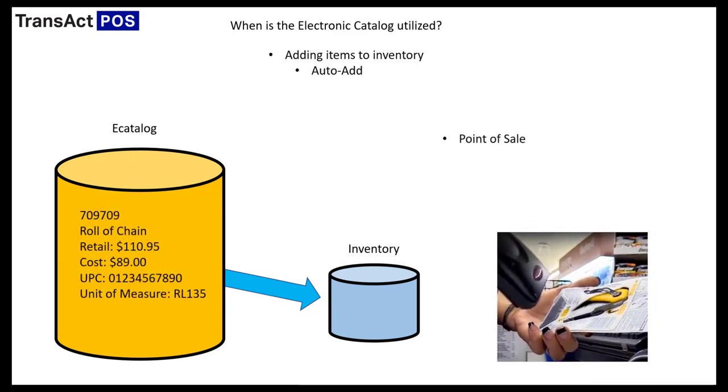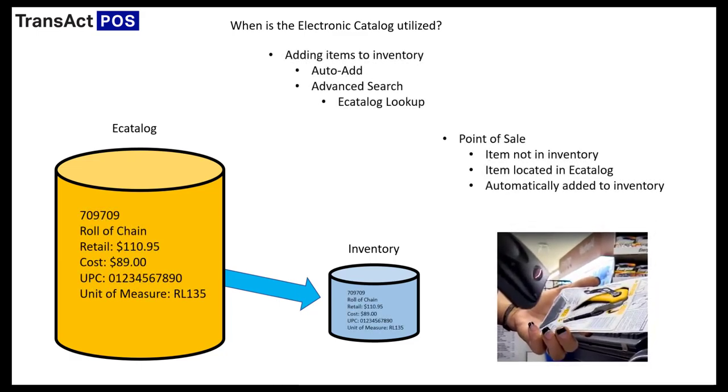At point of sale, what happens is that as you scan the item, if it's not available in inventory, the system will attempt to locate that item in the electronic catalog and then automatically add it to inventory on the fly. The user does not have to interface with that process. They just indicate the quantity being sold at that moment.